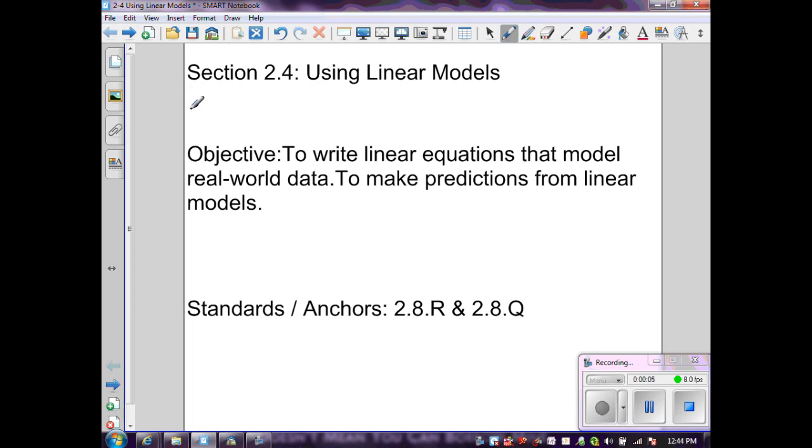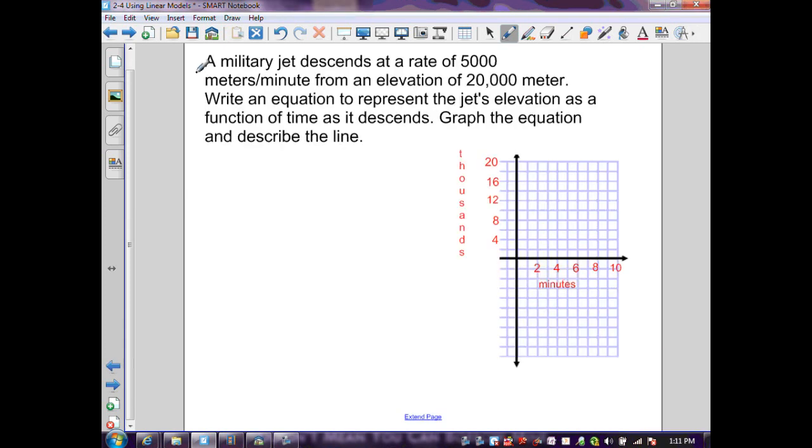Section 2.4, Using Linear Models. Objective: to write linear equations that model real-world data to make predictions from linear models. Let's start with an example.